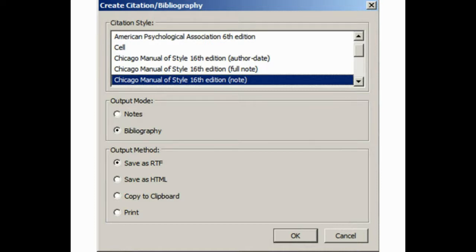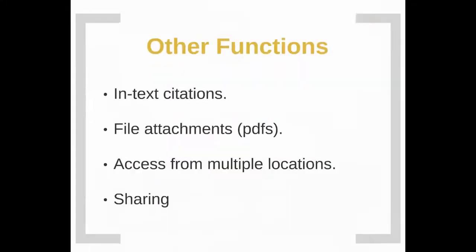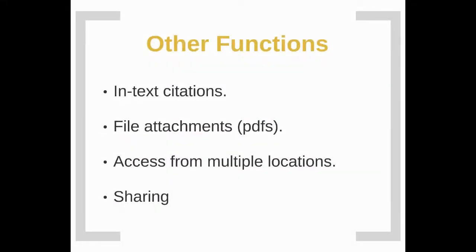So I just want to conclude by mentioning a few other functions that are probably going to be useful for you as well. The first of these is in-text citations. No matter what reference management software it is, it usually has some way of doing this, so that as you're writing your paper, you can just place markers, and then at the end, it will go back and do all of the formatting for you for all of the in-text citations.